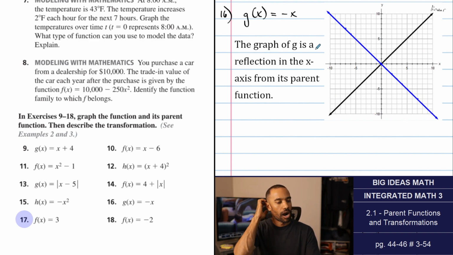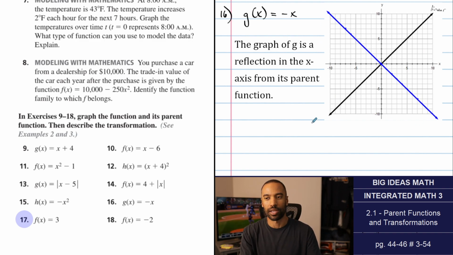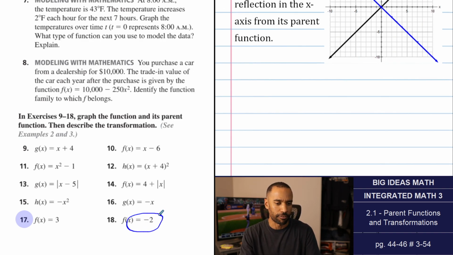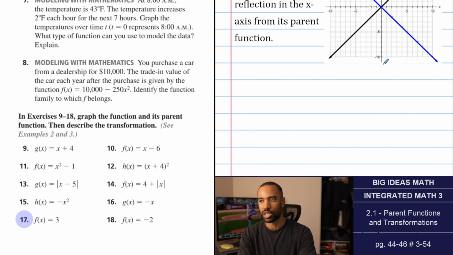Numbers 17 and 18 are translations. You can argue a bunch of different things. I did state it was translations and not vertical stretches and stuff. You could argue it's a vertical stretch. You could argue something reflects here, but I think it's easiest just to talk about a constant value sliding up and down, just moving that way.